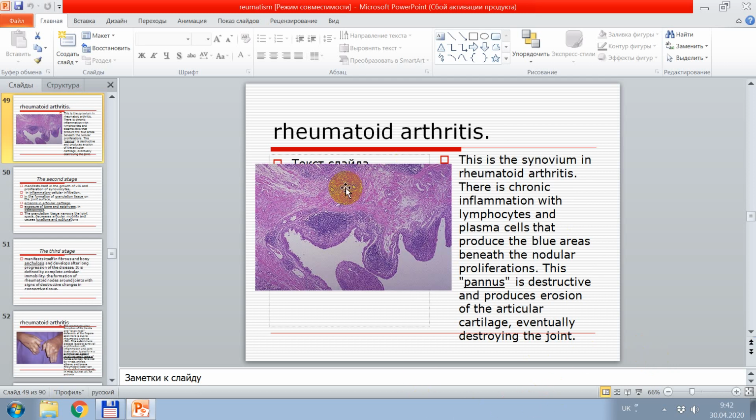These are histological signs of formation of rheumatoid arthritis. This is a synovium in rheumatoid arthritis. There is chronic inflammation with lymphocytes and plasma cells that produce the blue areas beneath the nodular proliferation. This pannus is destructive and produces erosion of the articular cartilage, eventually destroying the joint.